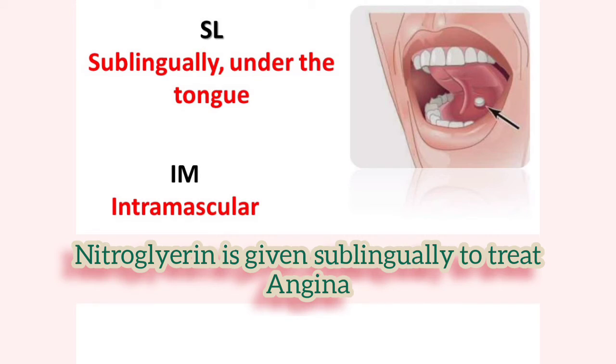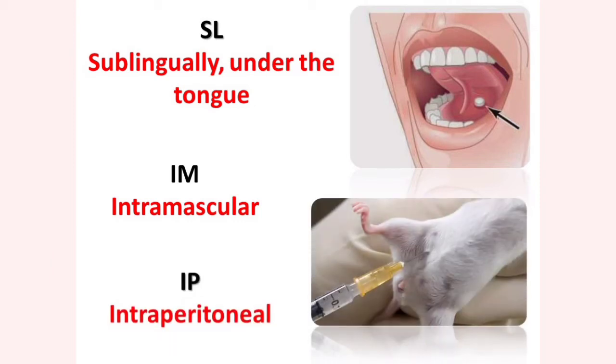Another is IM, which is known as intramuscular, meaning in our muscles such as deltoid muscles and gluteal muscles. SL represents sublingually, which means under the tongue. You can see in that picture how the tablet is kept under our tongue. And another is IP, which is mainly used for animals in our research work, that is, the injection is given in the intraperitoneal region.